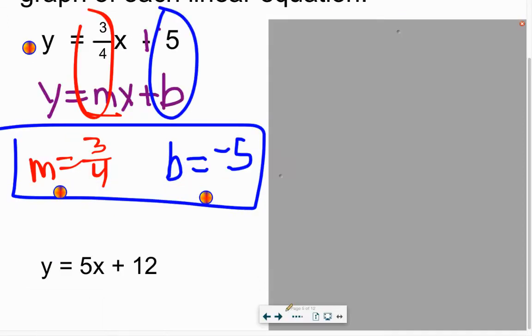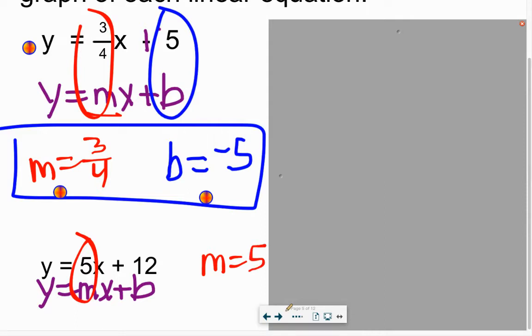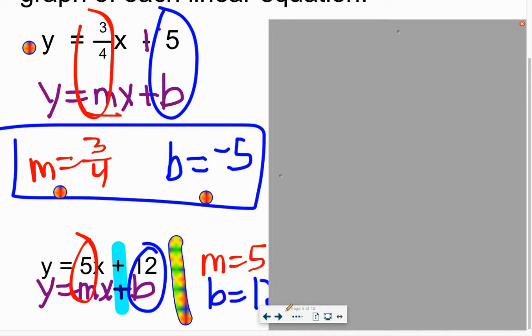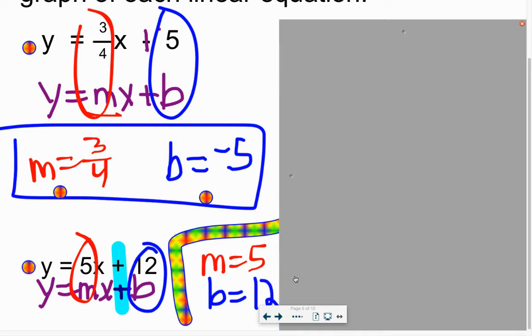Rinse, lather, repeat. Is it in the form y equals mx plus b? Is it in slope-intercept form? If it is, awesome. What is the m? What is in the spot of the slope? 5, positive 5, great. And then what is your b? Since we already have this adding here, just grab that number. What's in the spot with b? 12. Done. Final answer there, as well as the original problem written out, and you're set to go.